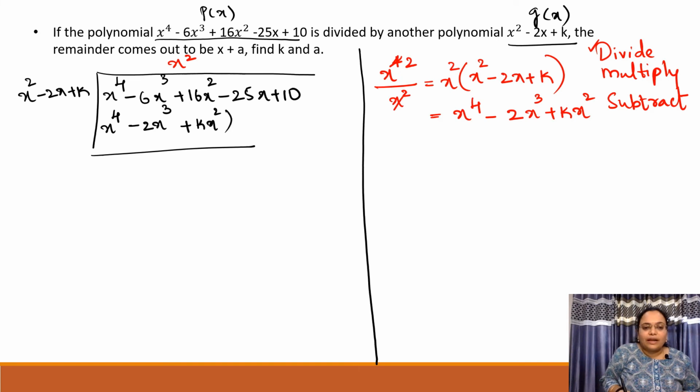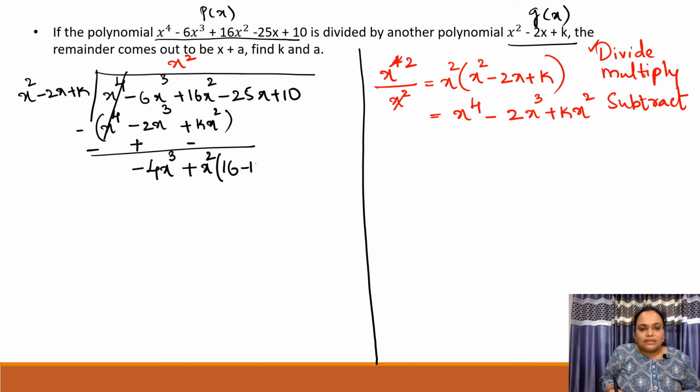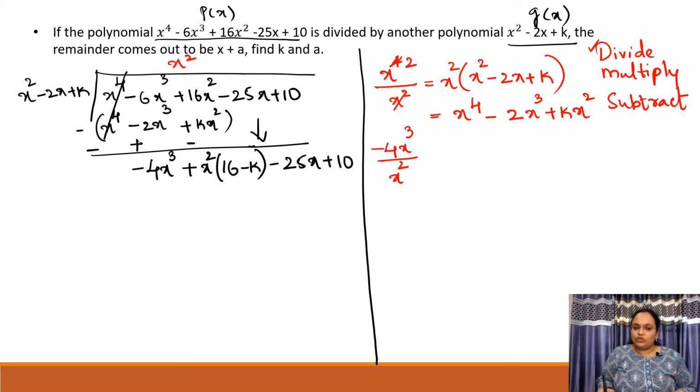So you need to subtract it. The plus sign will become minus and the minus sign will become plus. So this will get cancelled. This will be minus 4x cube. If I take plus x square common, this will be 16 minus k. I will get these terms down: minus 25x plus 10.